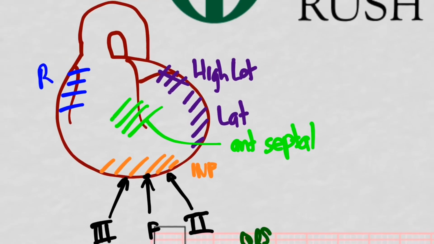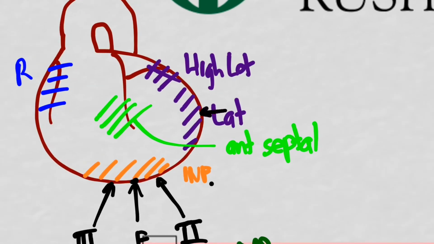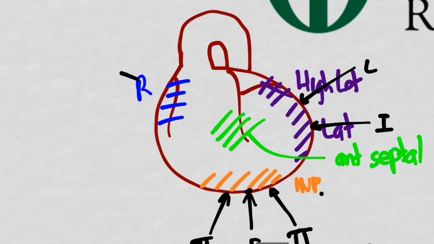What's looking at the lateral part? Well, we know that 1 is kind of looking over here, and L is looking over here. And so 1 and L, I call them the high lateral leads. Yes, AVR is over here doing its own thing. We're going to ignore that guy for now.